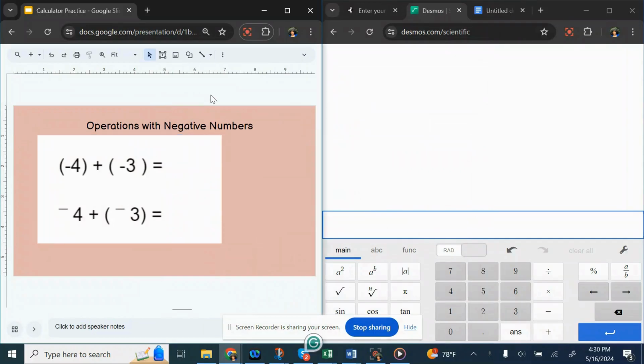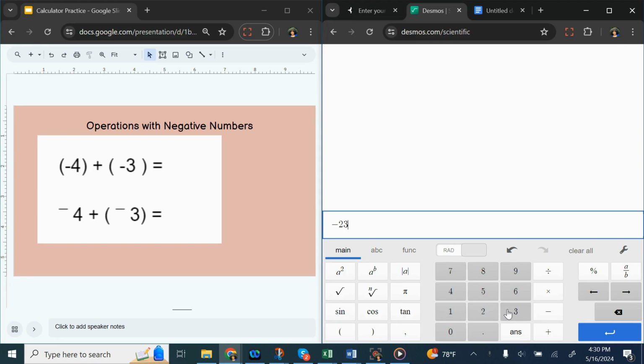In this video, you're going to learn how to use the online calculator to solve problems involving negative numbers. So how do we type a negative number into the online calculator? Well, let's say we wanted to type in the number negative 23. What we'll do is we'll come over here to this minus sign, which also serves as our negative sign, and we'll just type in negative 23.